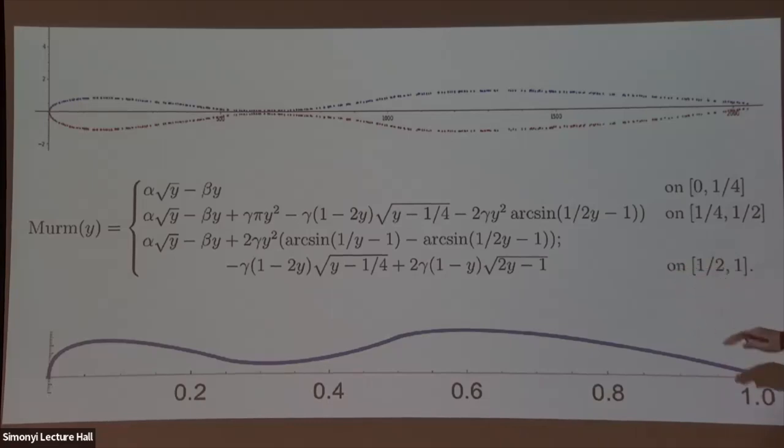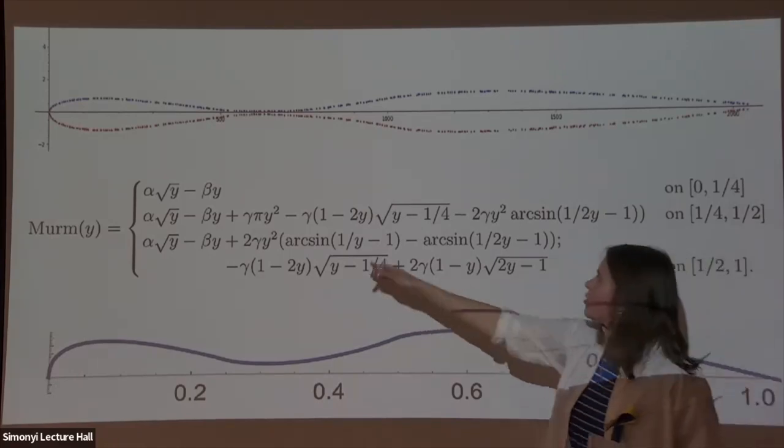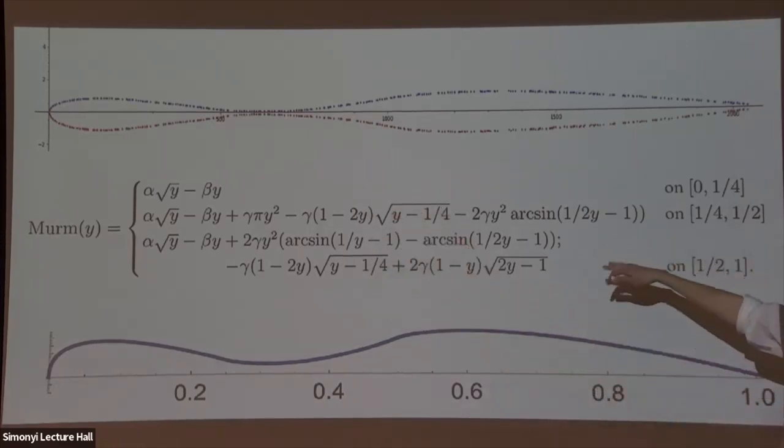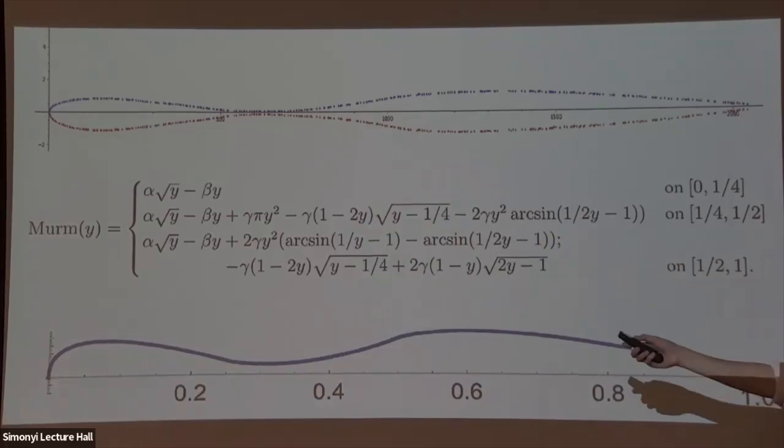So it starts off very nicely, and this alpha, beta, gamma are constants. They're like 1 point something. They're all pretty comparable size. So it starts off as a very nice piecewise algebraic function, something times root y minus something times y. And then when you cross over the 1/4 point, more annoying things start to appear. There's this arcsine, there's another arcsine, but the upshot is that you can write it down. Great. And just to convince you that I'm not lying to you, here's a graph of this function. It looks quite similar.